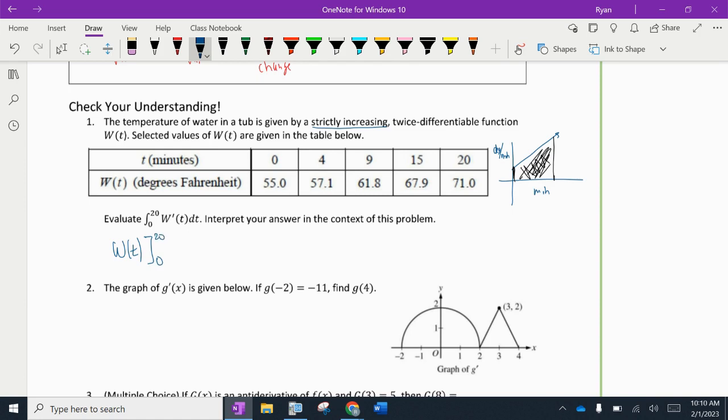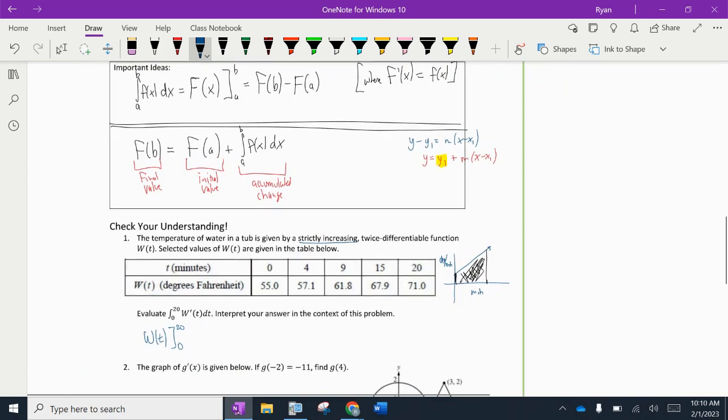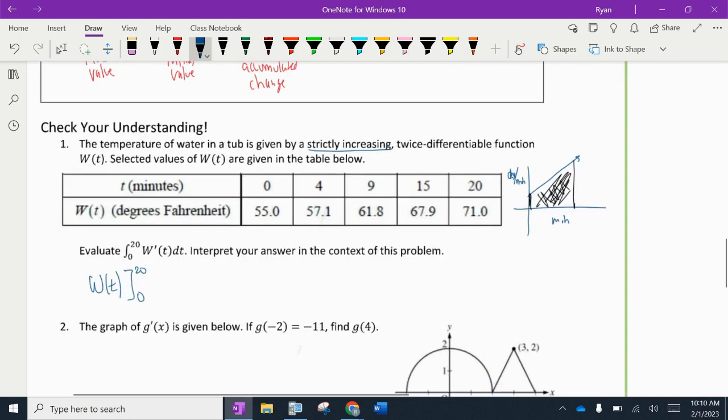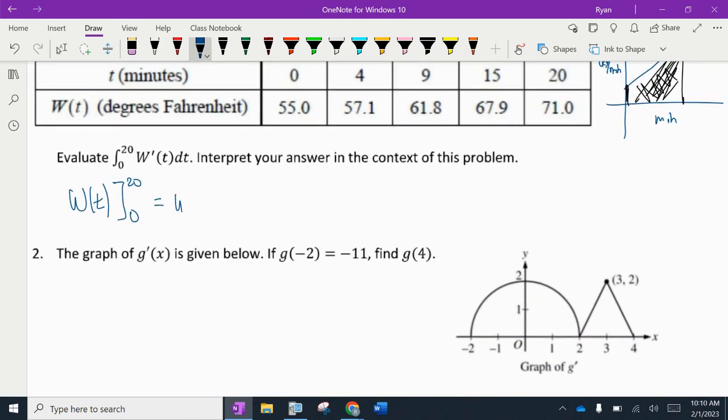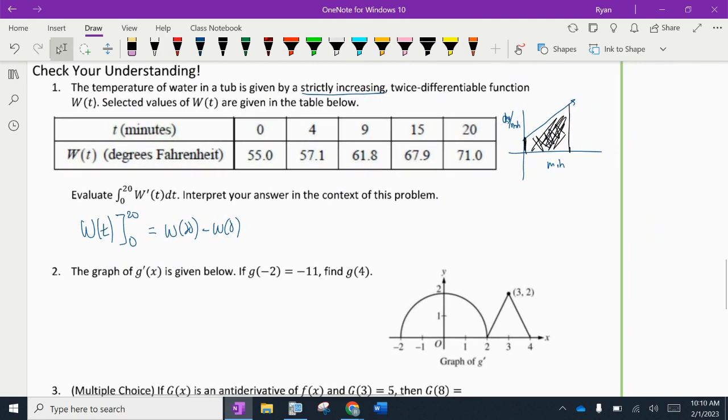All right, so I'm using a little bit of this notation from up above. I didn't have to go capital because the W prime in here, when we integrated that, I was able to get rid of the derivative. So the derivative of W is W prime. I feel good about that. Now we're supposed to take W of 20 minus W of 0. Do we know those values? W of 20 says it's 71.0 minus W of 0 is 55.0. So subtract those and we get 16.